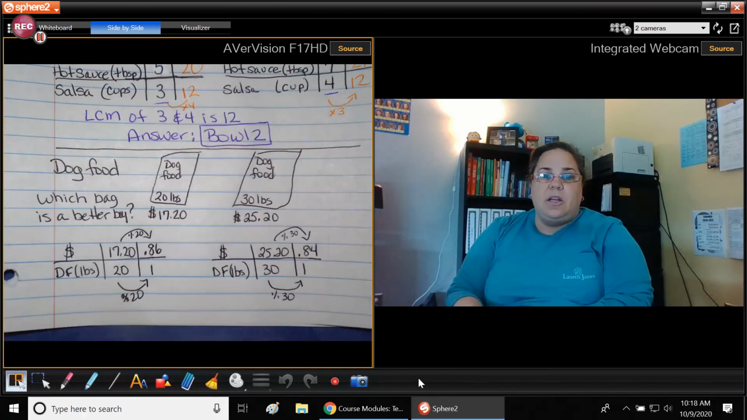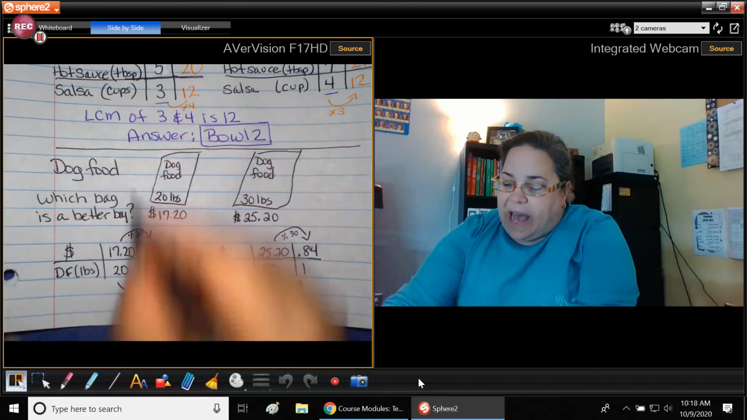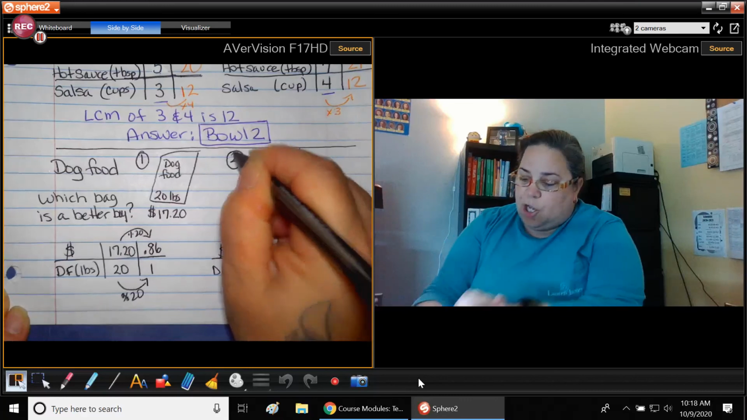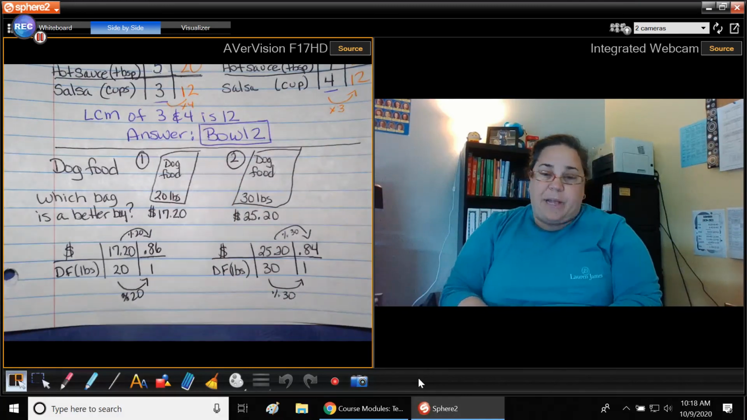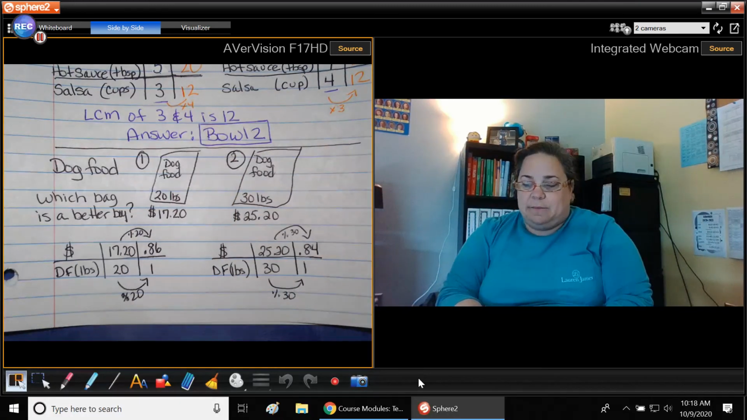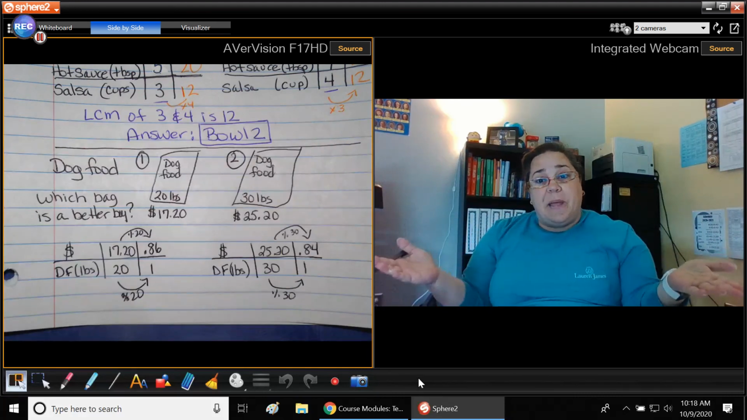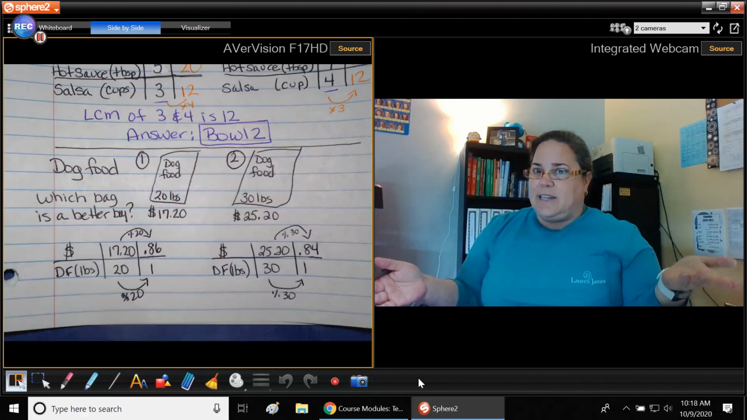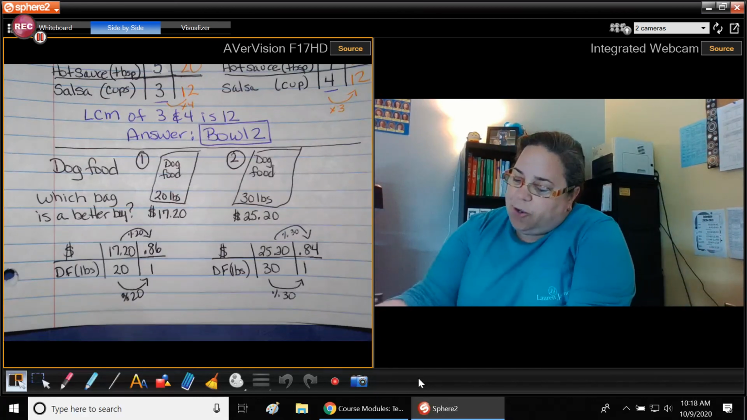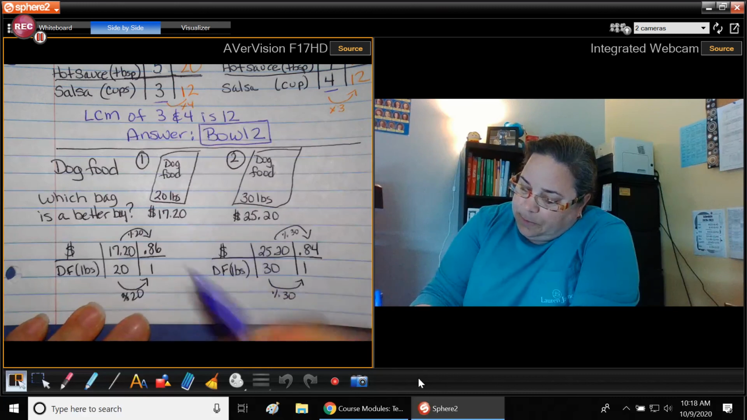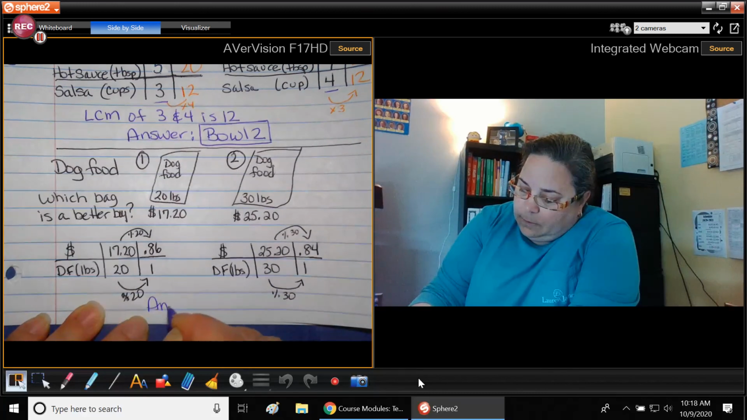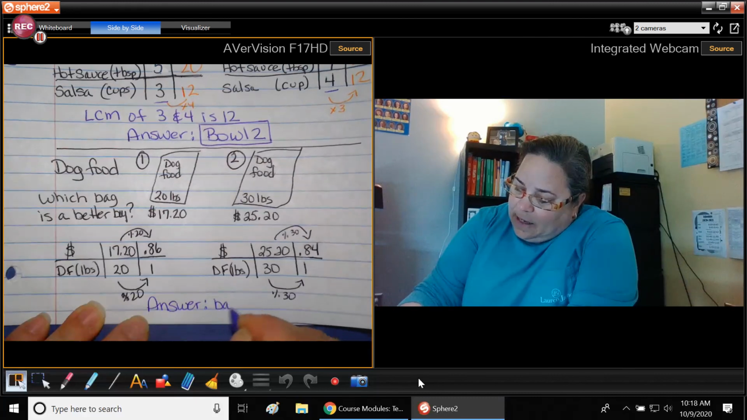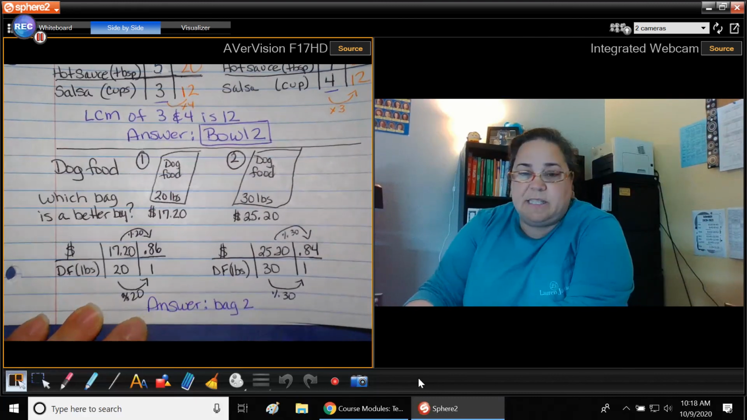So if this was bag 1, and this was bag 2. Which bag is the better buy? Well, if you're paying for something, wouldn't you rather pay 84 cents than 86 cents when you want to pay less? So my answer is bag 2 is the better buy.